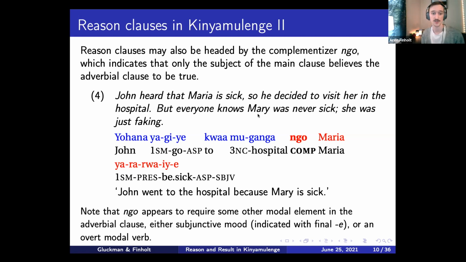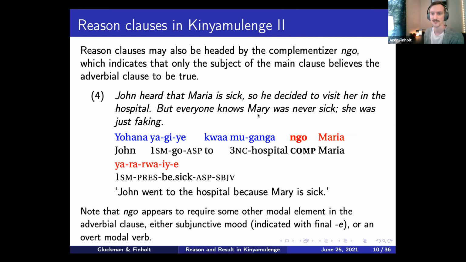So sticking with the same sentence, John went to the hospital because Mary is sick. If the reason clause is instead introduced by ngo, this yields a reading in which only John believes that Mary is sick. So it in effect distances the speaker from the truth of the adverbial clause. So here, this is compatible with a context like in 4.